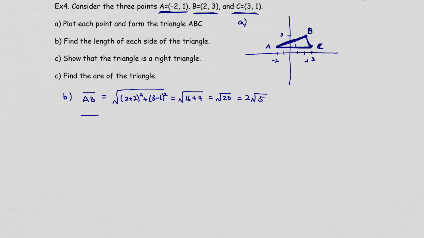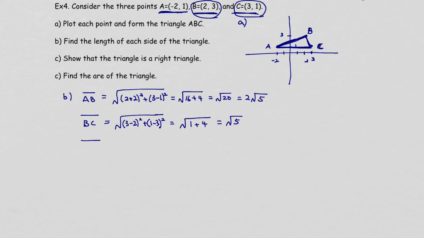If I wanted to find the distance between B and C, then we're going to use this as x1, y1, this as x2, y2, right? So then I will have 3 minus 2 squared plus 1 minus 3 squared. I get 1 squared is 1, negative 2 squared is 4. So that's square root of 5.